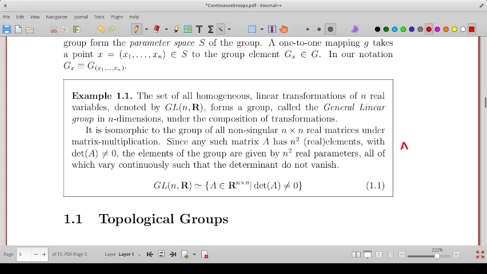Now each such matrix A is n by n and therefore has n square elements, all of them real. The only restriction is that the determinant of the matrix A is not equal to 0. And these elements can take all possible values over a continuous range, subject only to this restriction that their determinant is not 0. And therefore there are n square real parameters corresponding to this group. So the order of the group, the order of GL(n, R), is n square.